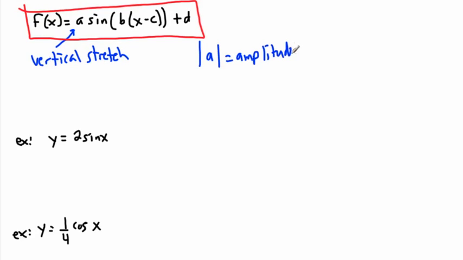This is going to be really important. When we do these graphs, if we take the absolute value, it's just because this might be negative. Then if we take the absolute value of a, we get the amplitude of the graph. That really helps us to draw it. So let's do an example. Let's do y equals 2 sine x.